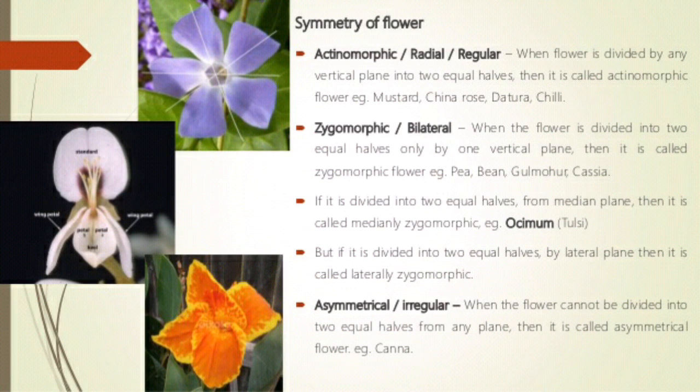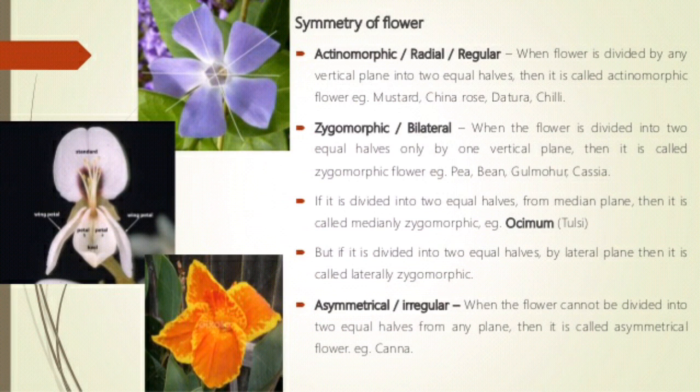Now see the types of flower on the basis of symmetry of flower. Actinomorphic flower, that is radial or regular: when the flower is divided by any vertical plane into two equal halves, then it is called actinomorphic flower, as in the case of mustard, China rose, dhatura, chili.